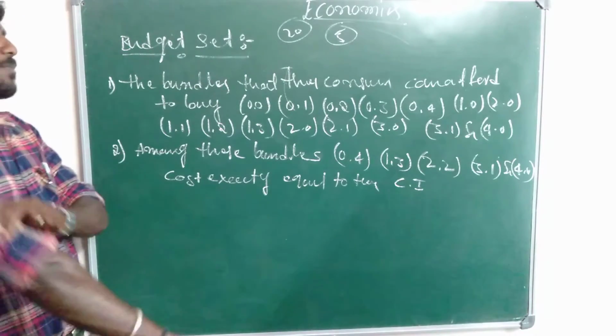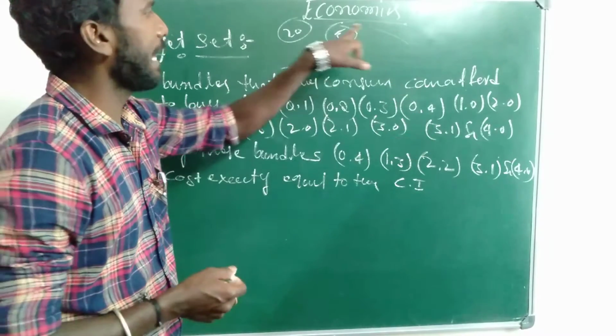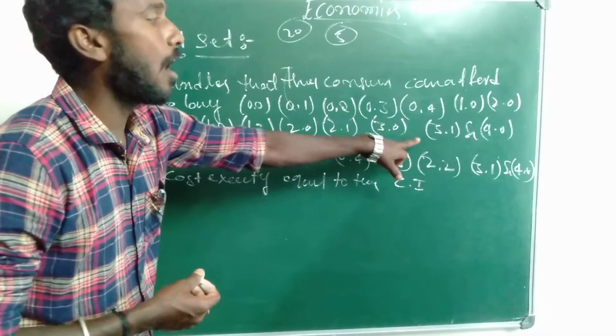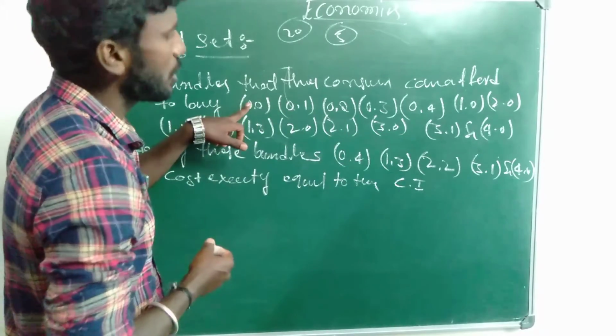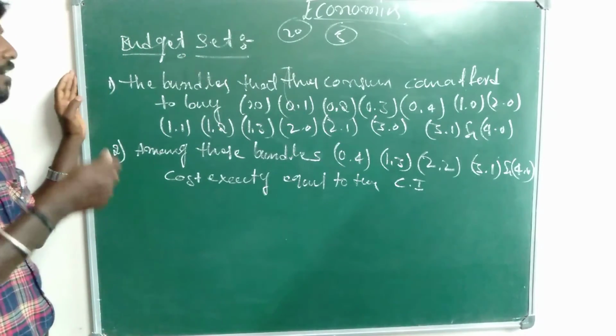See, among these bundles, there are many bundles available here. With the help of these 20 rupees, the consumer can afford to buy all of these bundles, from 00 to 40. I think more than 10 bundles are available here.